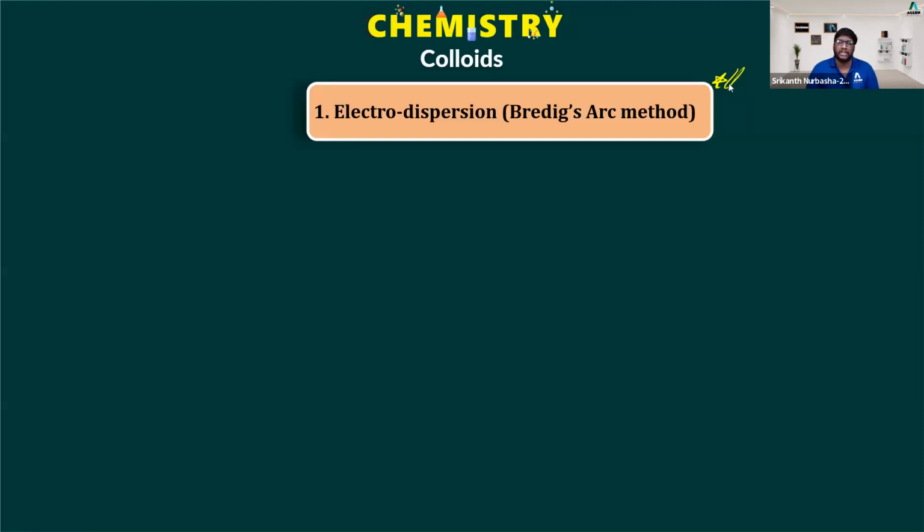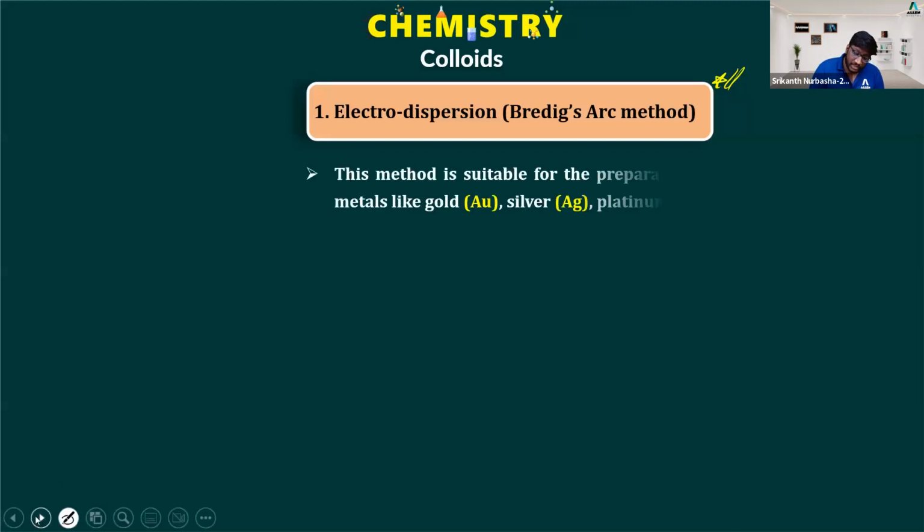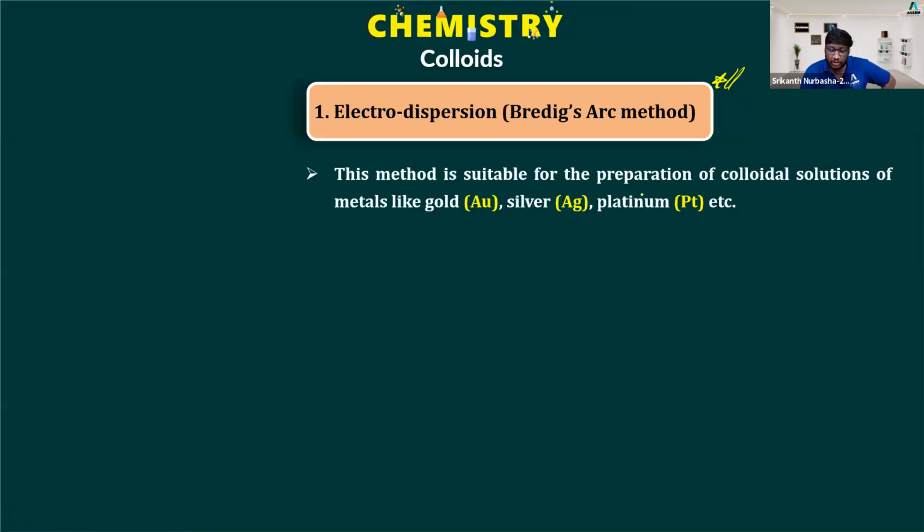The vaporized metal will be going, and the total system is actually taken in the ice bath. As the vaporized metal goes to the atmosphere, as the temperature is low, it will come back to the solution and fall into the solution as dispersed phase particles. The vaporization occurs and the condensation again occurs. This method is suitable for the preparation of colloidal solutions of metals like gold, silver, and platinum.